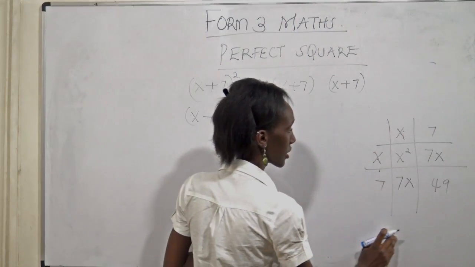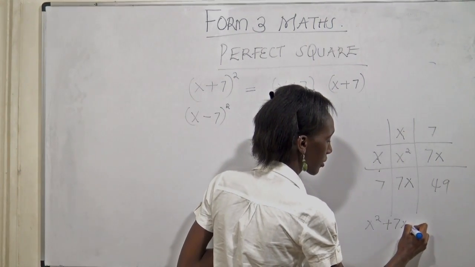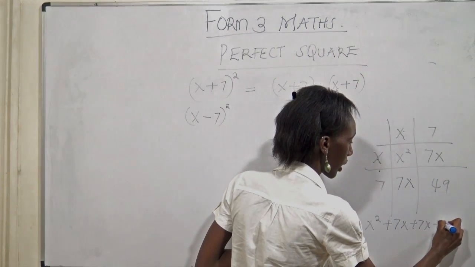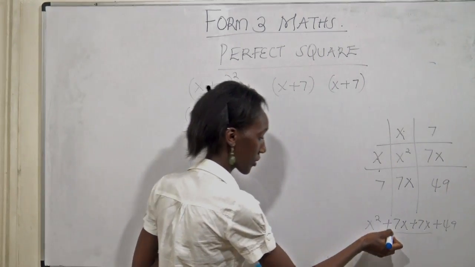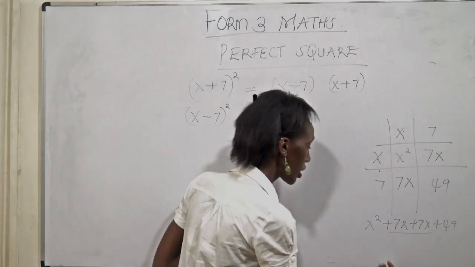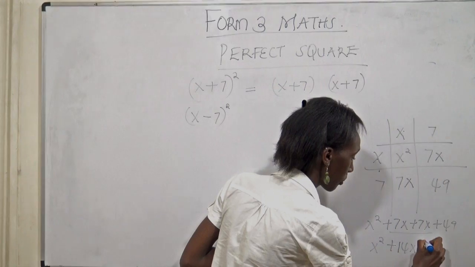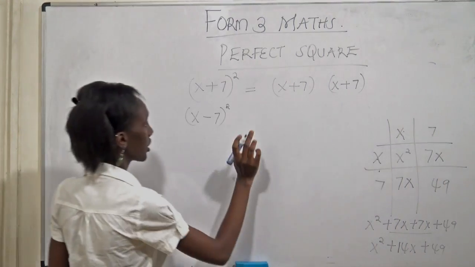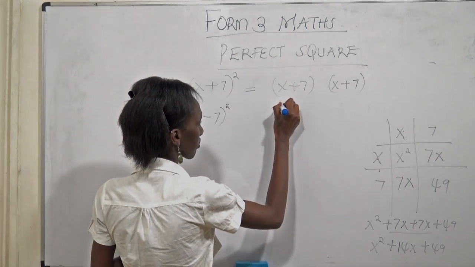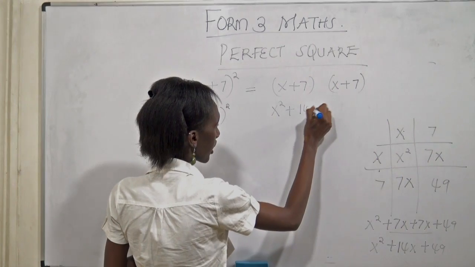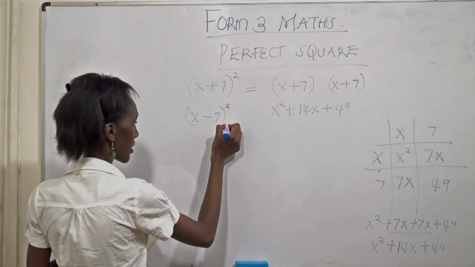So if I'm to write this, we have here x squared plus 7x plus 7x plus 49. You add the like terms together. So I only have this set of like terms. So my final equation is going to be x squared plus 14x plus 49. So here I'm going to get x squared plus 14x plus 49. Then I go to the next set of numbers.